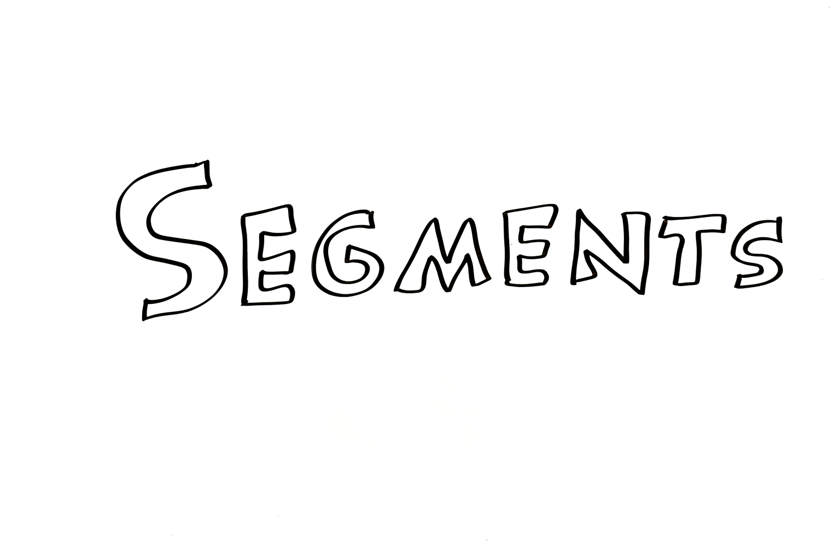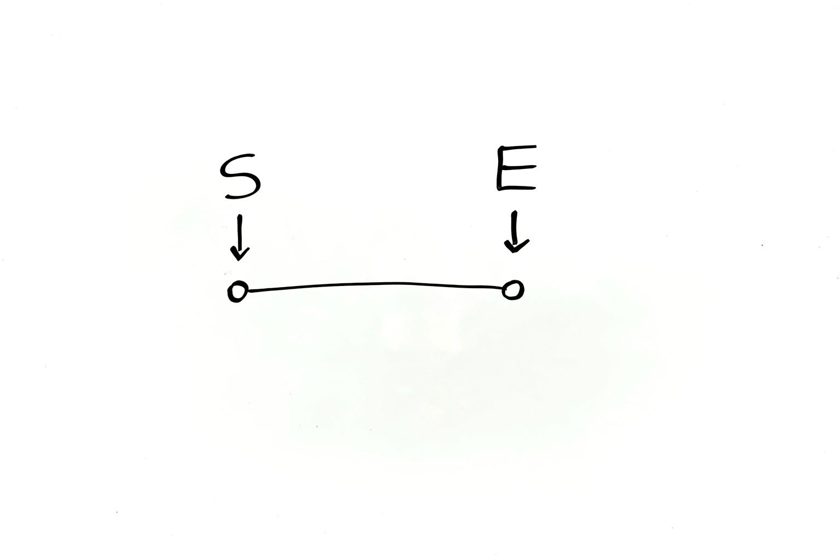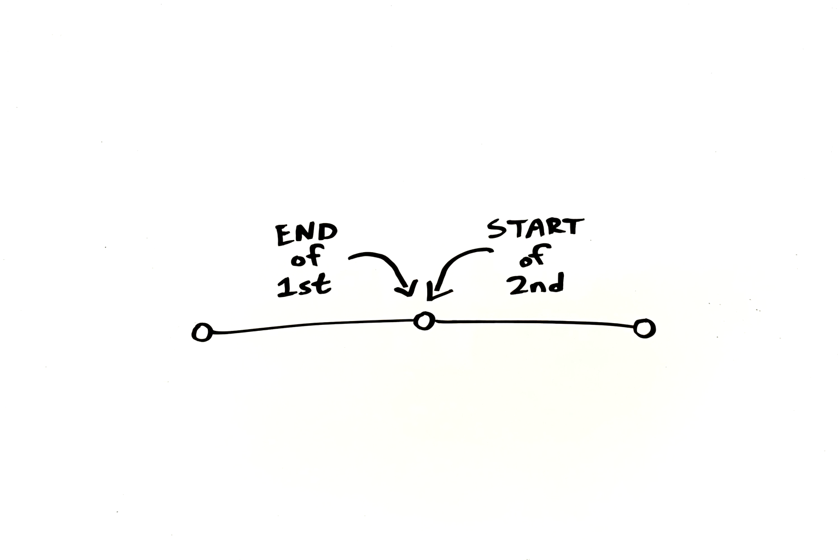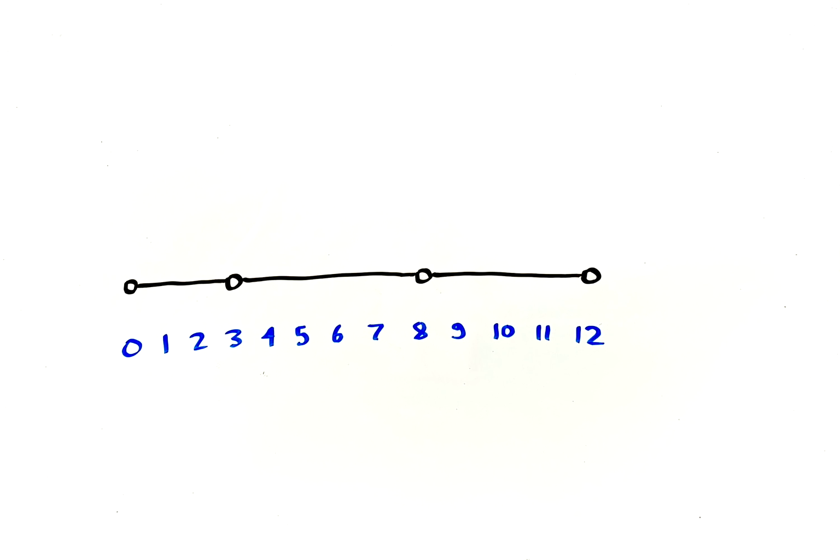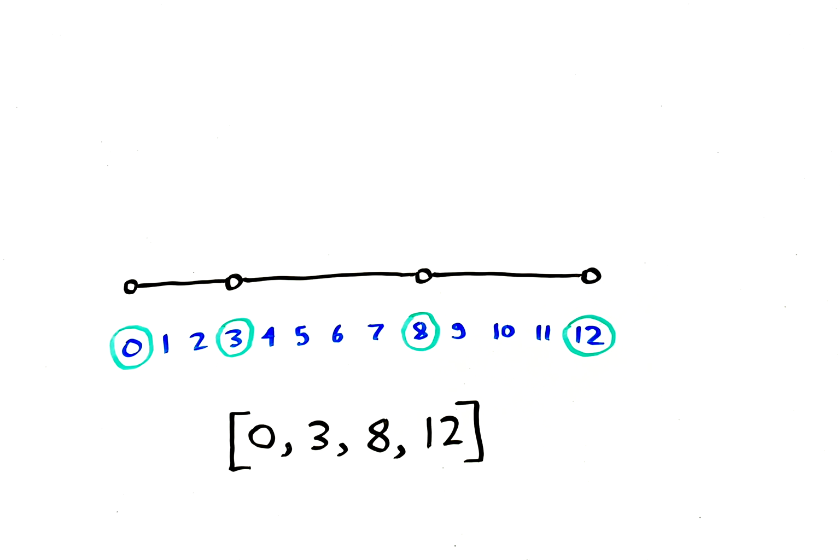Start by forgetting everything you know about everything. We're going to talk first about segments. How do we define a segment? All you really need is a starting point and an ending point. And if we have two segments next to each other, then the ending point of the first one will be the starting point of the second one. For example, if I want to define these segments, all I need to do is list their starting and ending points. So if I just say 0, 3, 8, 12, then I've defined all three segments.